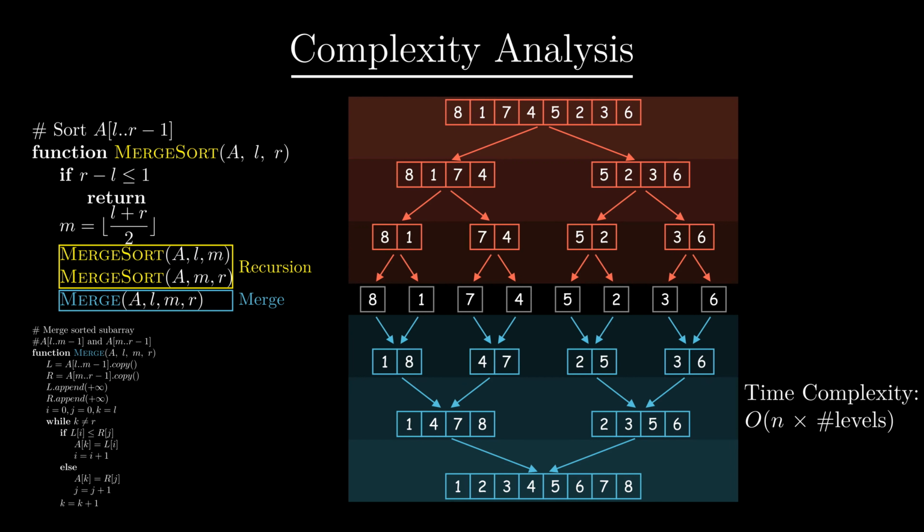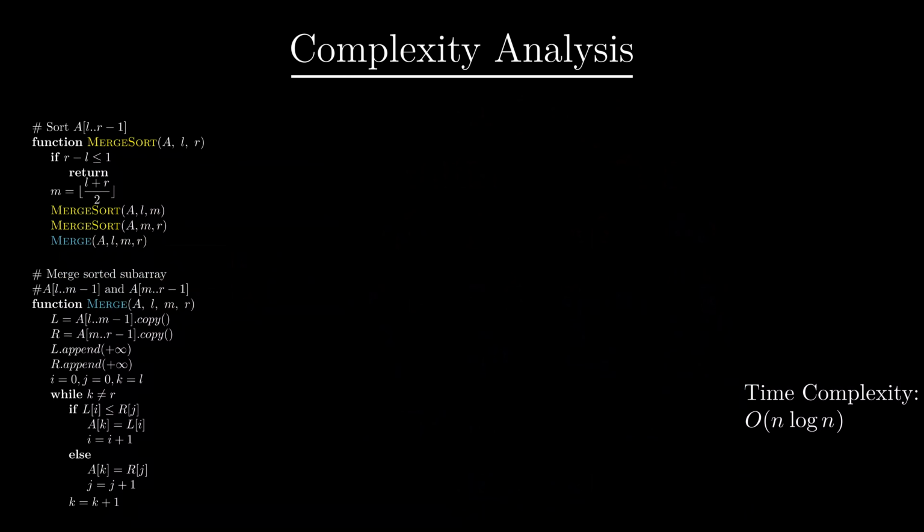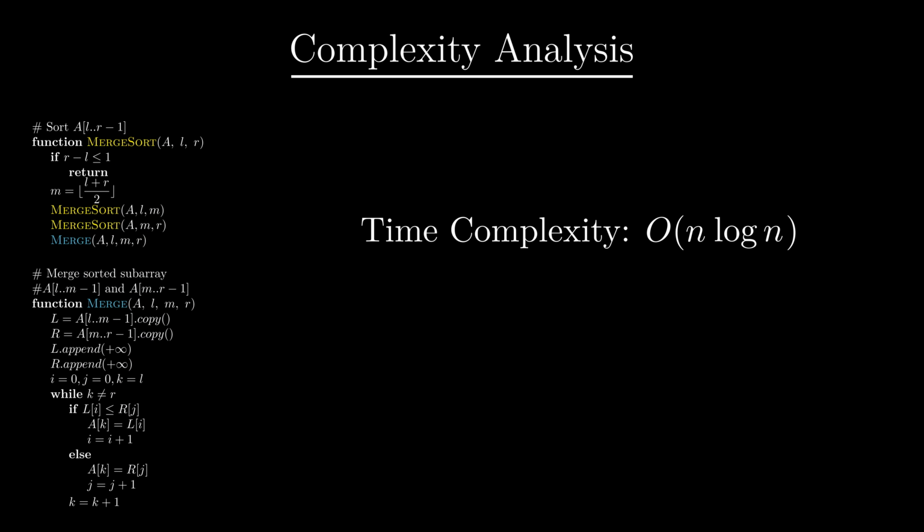How many layers of recursion do we need? Each time we enter the next layer, we shorten the length of the arrays by half. So we need around log n layers to get to arrays with length 1. In conclusion, the time complexity of merge sort is O(n log n). The space complexity of merge sort is O(n). That's because during the merge operation, we need O(n) extra memory space.